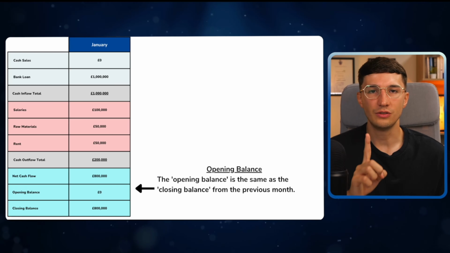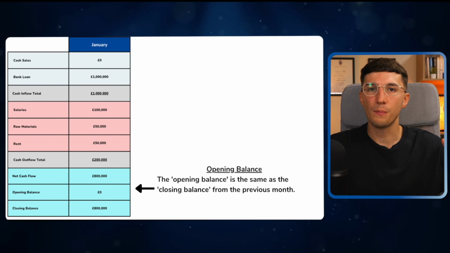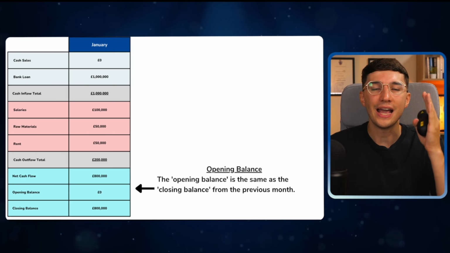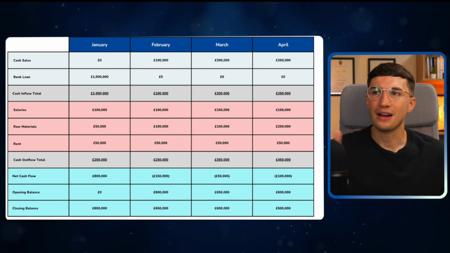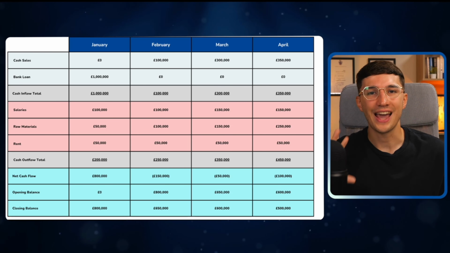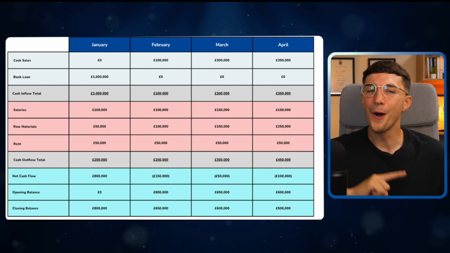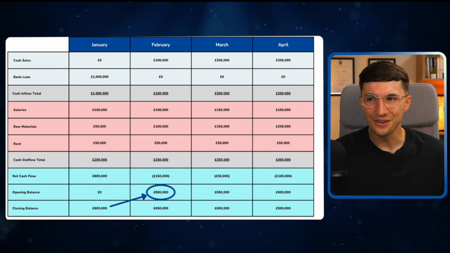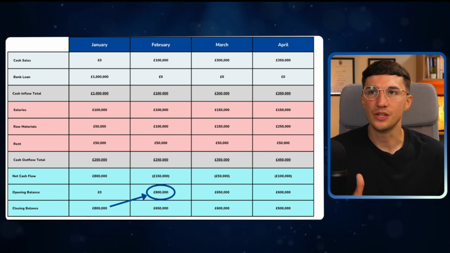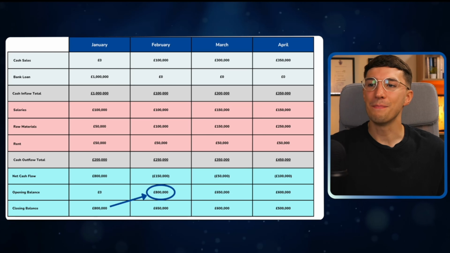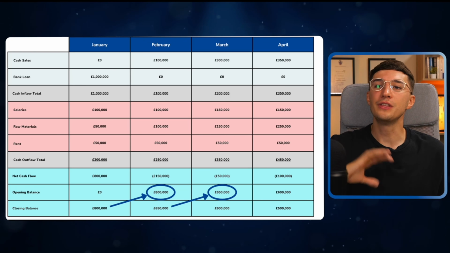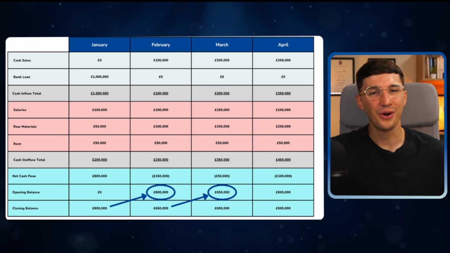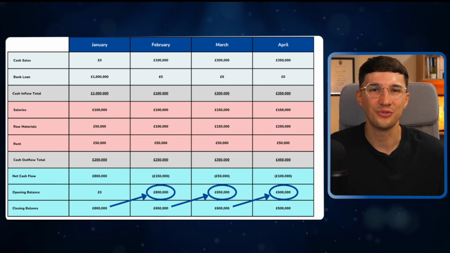Then we need to do the opening balance. The way you do your opening balance is really simple. It's just the closing balance of the month before. So our closing balance that you can see in January is £800,000. So our opening balance in February is £800,000. And we just continue that on. The opening balance in March is the closing balance in February, so £650,000. And the opening balance in April is the closing balance in March, which is £600,000.